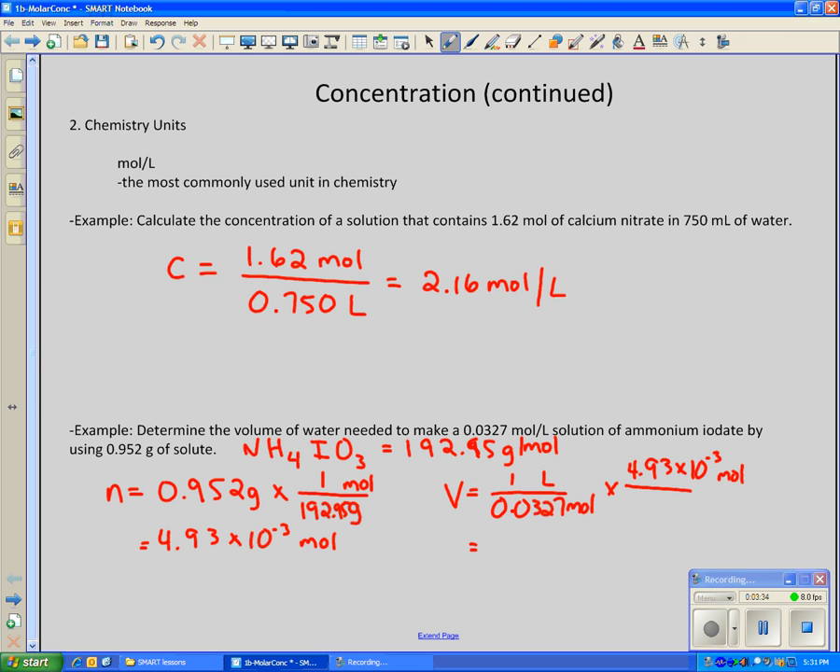So taking that moles, dividing by the moles per liter that we have from the volume, you should come out with 0.151. And because our moles canceled, we're left with liters for this question. So 0.151 liters.